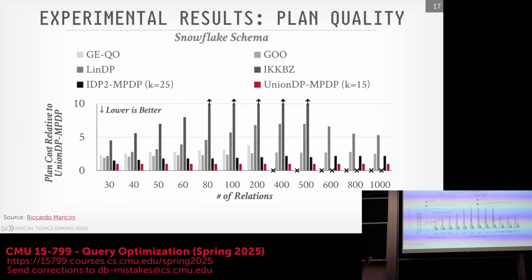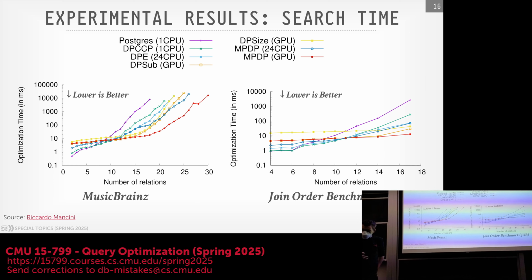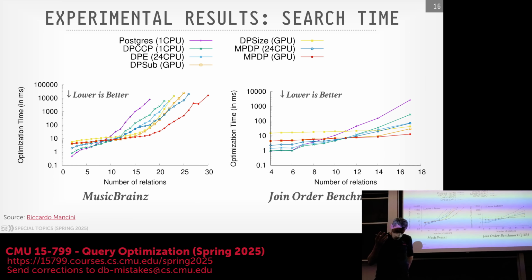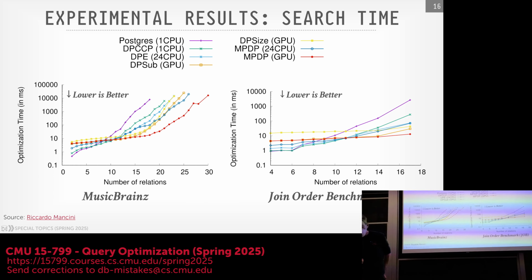All right, so let's get to that. Okay, so again, this is search time. For these given queries with a different number of relations, how well does the search algorithm scale, right?